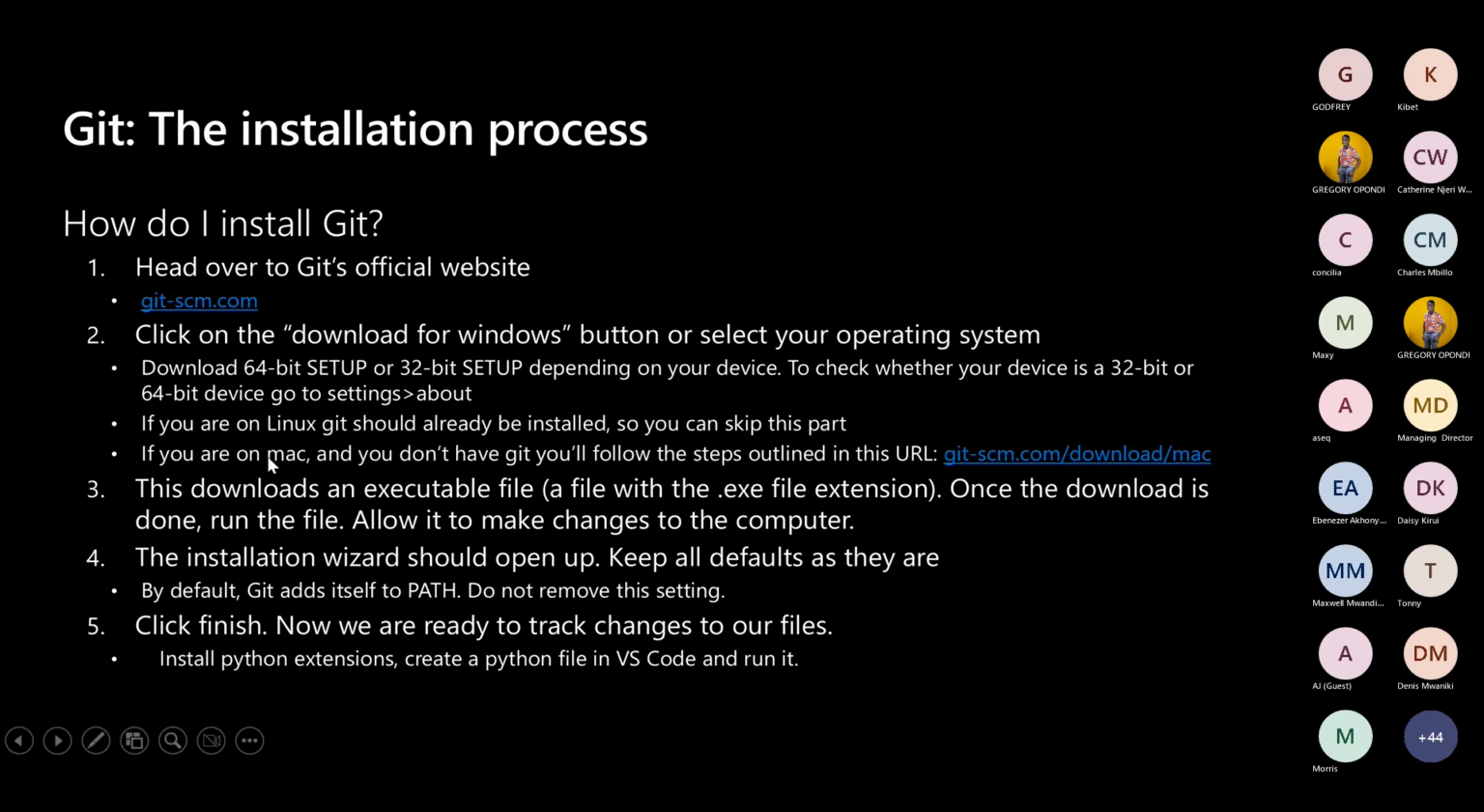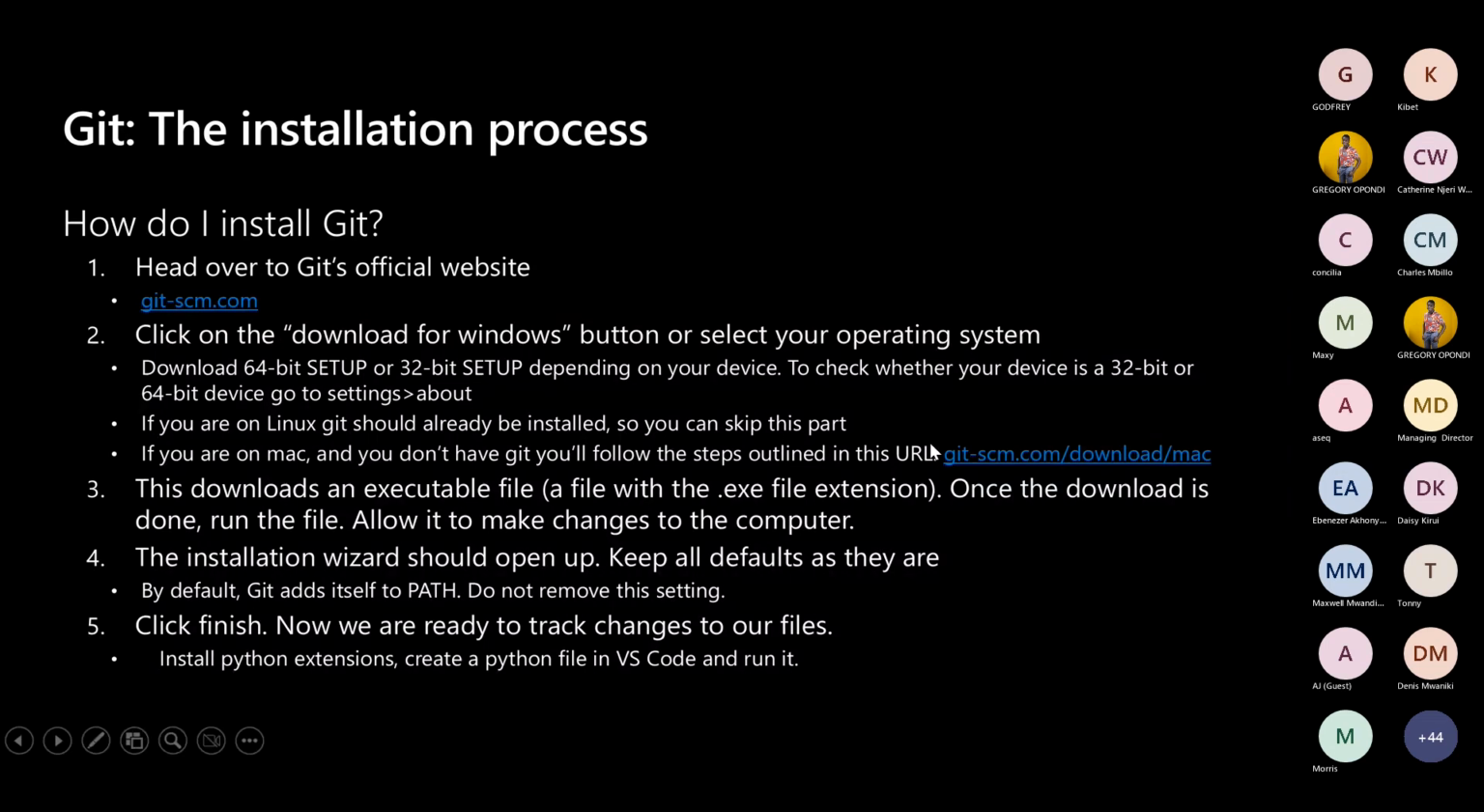If you're on Linux, your machine should already have Git. You can check by going to the command prompt and just typing git --version. It should be there. If you're on Mac and you don't have it, you'll still have to download from the official website. So again, the steps are pretty similar.